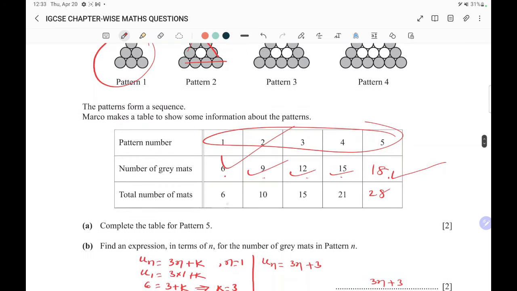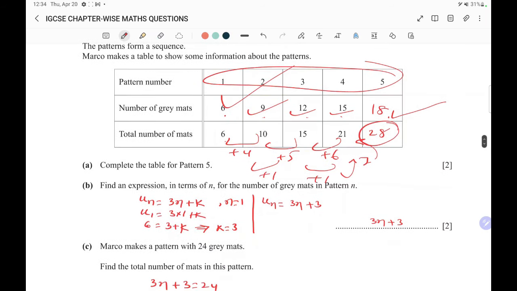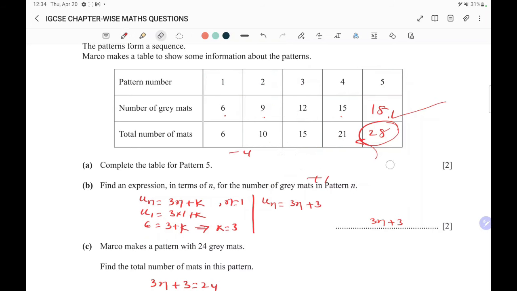Okay, 6, 10, 15, 21 and 28. So can we find the difference? This is 4, this is 5, this is 6, and this is 1, this is 1. So if we add 1 here, then we will get 7. If we add 7 here, we will get 28. Okay, so now it should be neat and clean.